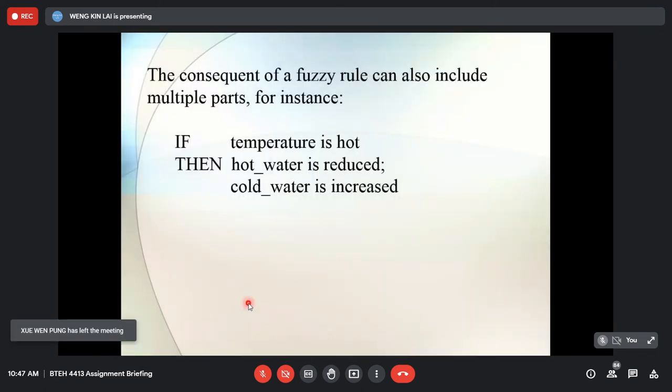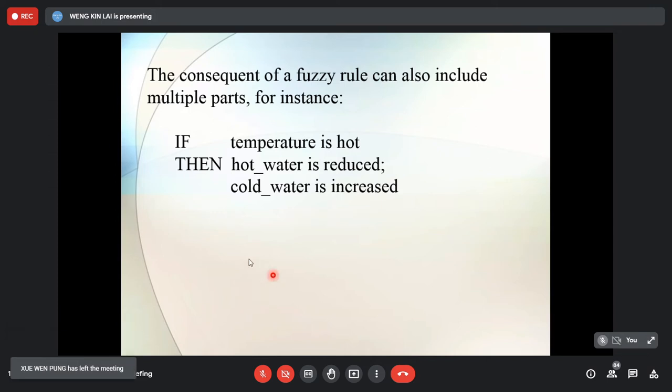The consequent of a fuzzy rule can also include multiple parts, which is the multiple consequent. This one we normally do not go into much. If the temperature is hot, then the hot water is reduced and the cold water is increased. So with one antecedent, I can control two outputs. I control hot water, I control also cold water.